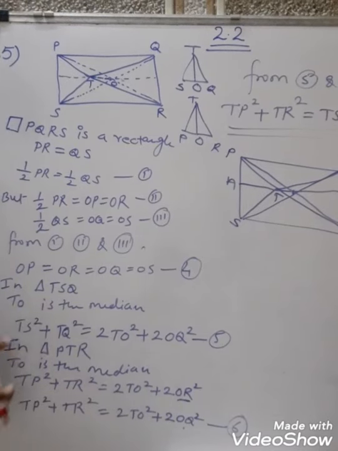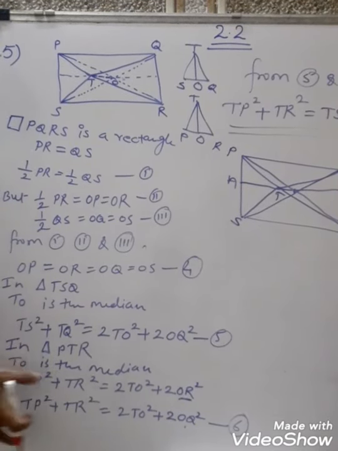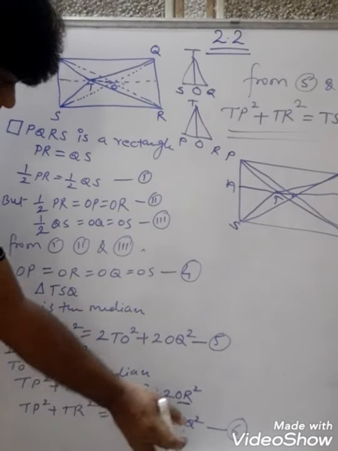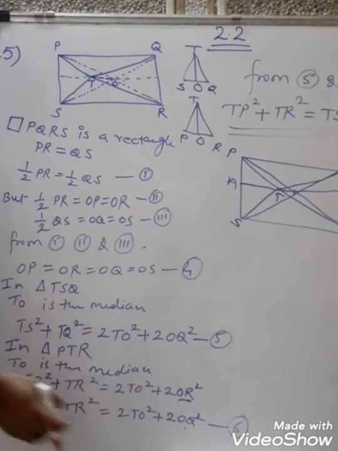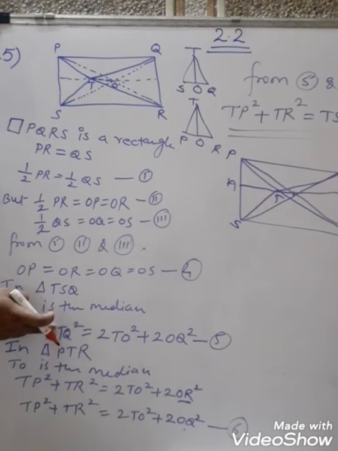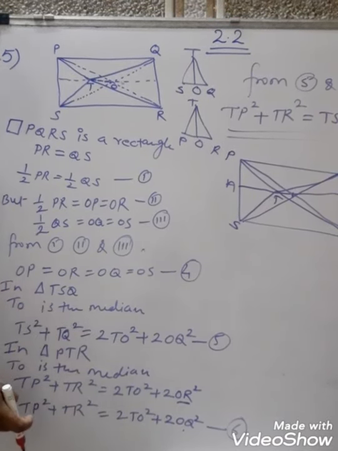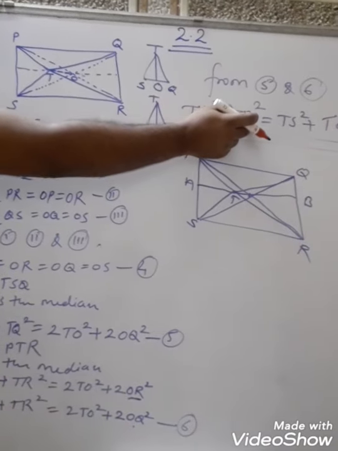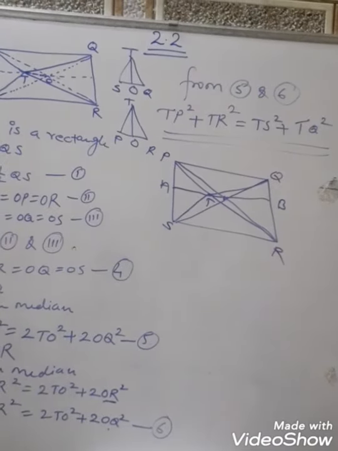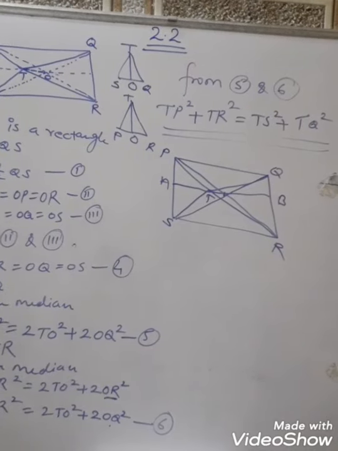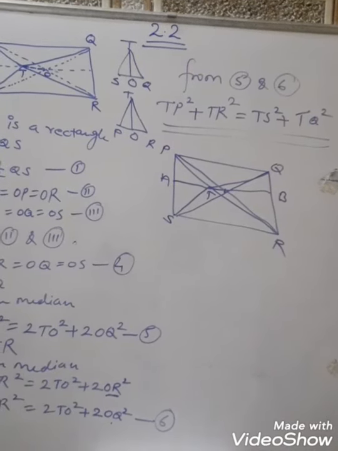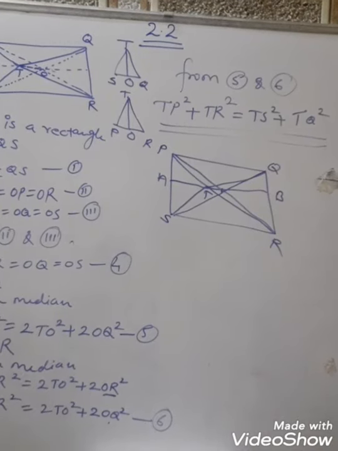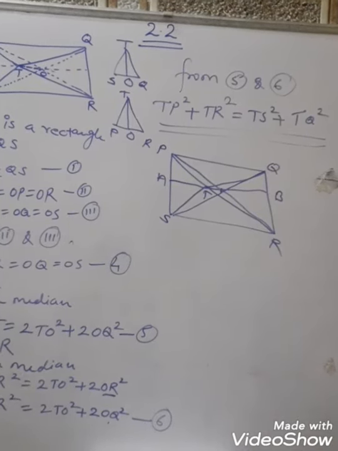So now in 5th and 6th we can say TO plus OQ, and here also TO plus OQ, both are equal. So TS square plus TQ square equals TP square plus TR square. So TP square plus TR square equals TS square plus TQ square. This way you can prove your given part. So this completes the 5th one, and with this we completed chapter number 2.